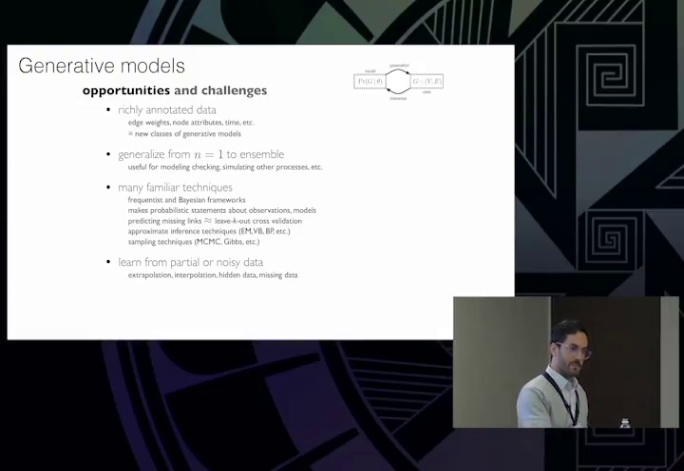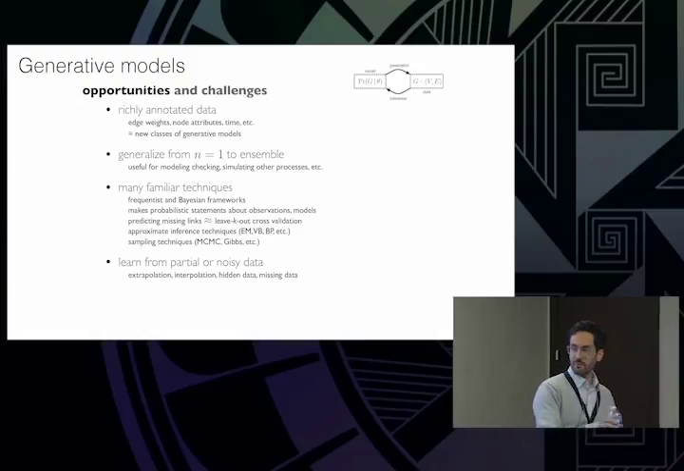I think I'll mostly skip this, and if you're interested, you can ask me about these opportunities and challenges. You can also see these on the slides that will be posted online. But in general, generative models are a very powerful tool because they're rooted in statistically principled techniques. We don't accept generative models that can't close the loop, that can't infer the parameters from the data that they generate.